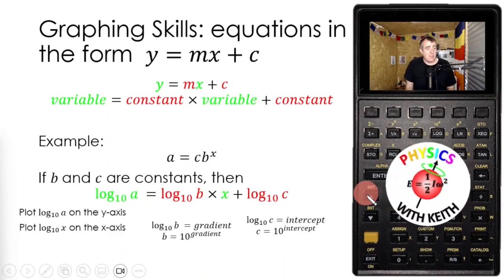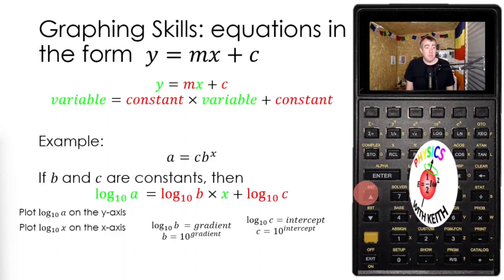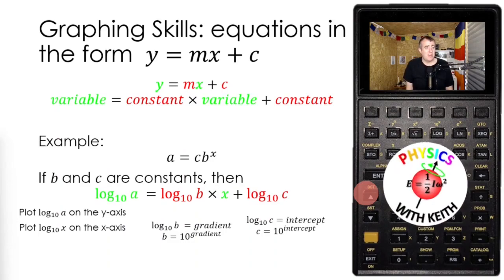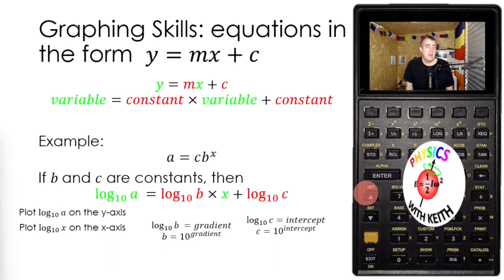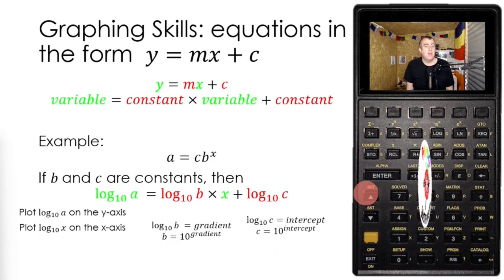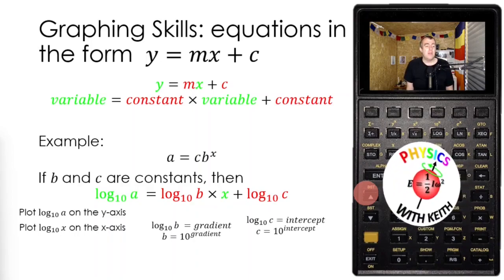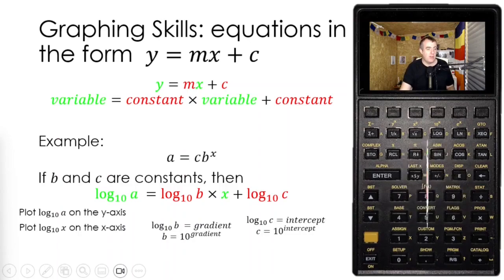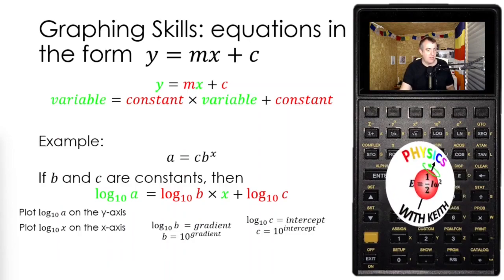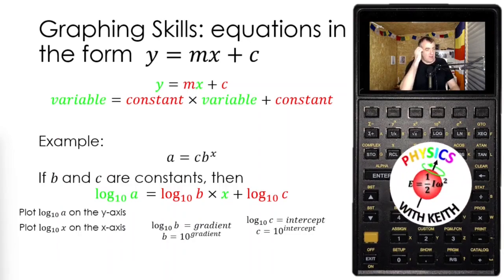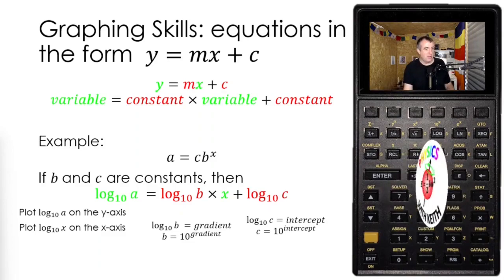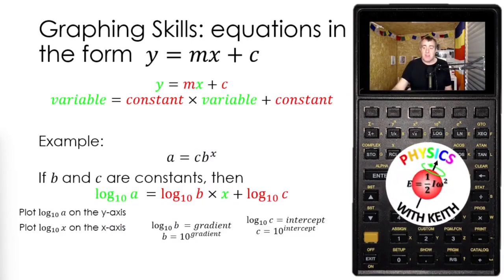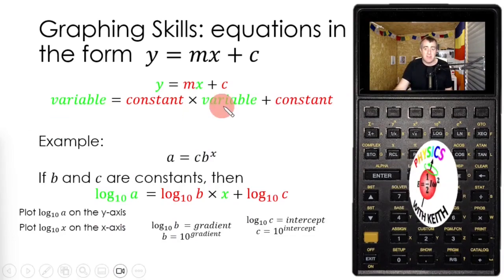Or something like this. a equals c b to the power of x. And we're told that b and c are constants. Wow, how are we going to find what they are? Same thing we did before. We just log everything, and then we arrange it so we've got a variable equals constant times variable plus constant. And you've split that log up using those laws of logs. So it's complicated. Yes, it is complicated, but it's well within your capability to do it.